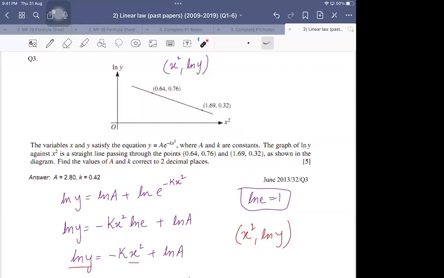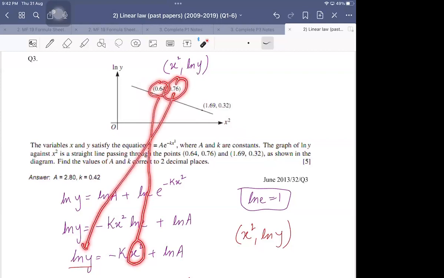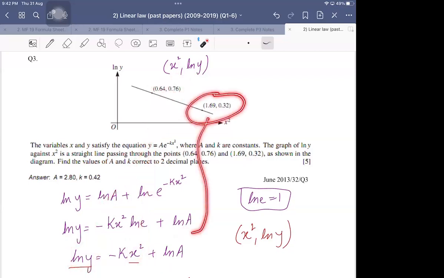Gradient, yes. One participation is we can use simultaneous equations. Yes, that can also be done. If we substitute 0.64 in place of x square and 0.76 in place of ln y, then there will be one equation formed in terms of k and a. Then if we substitute another coordinates in the given equation, we'll get second equation and we can solve simultaneously. But this is one of the approaches. Another approach, which is a better one, is what Ubaid told us.